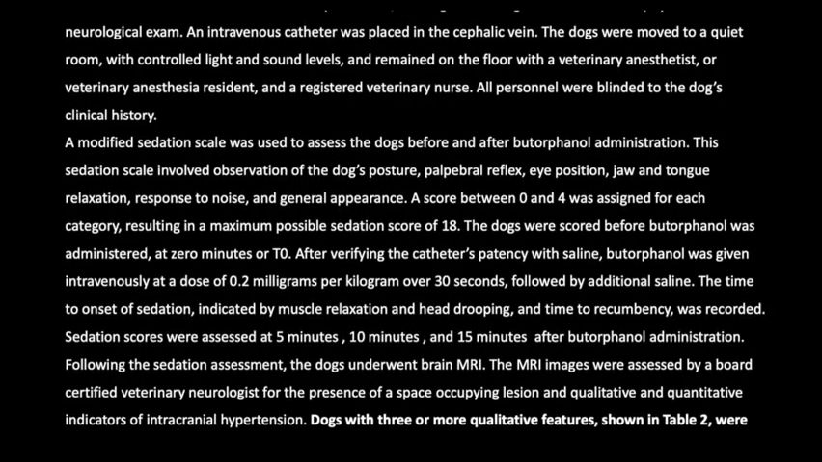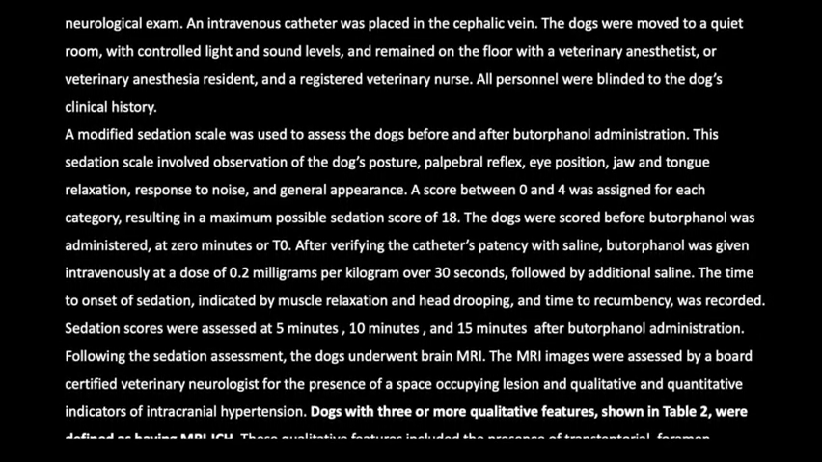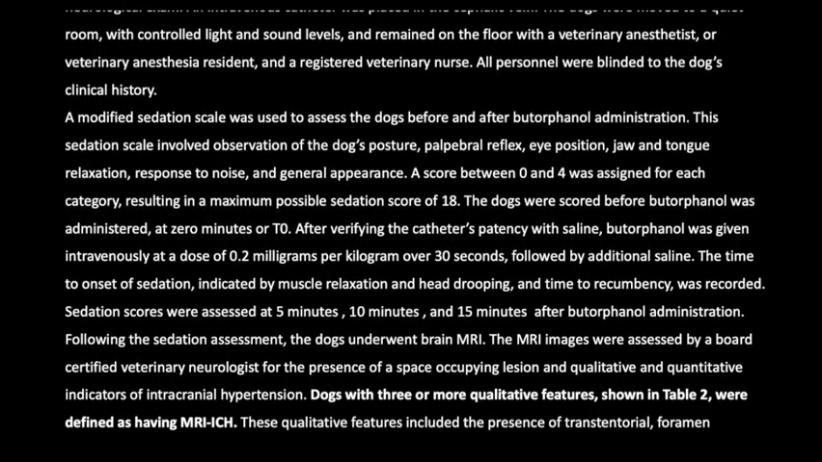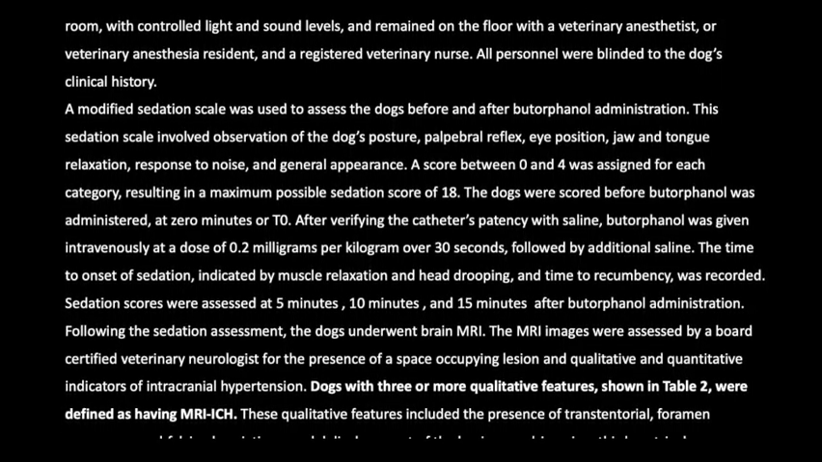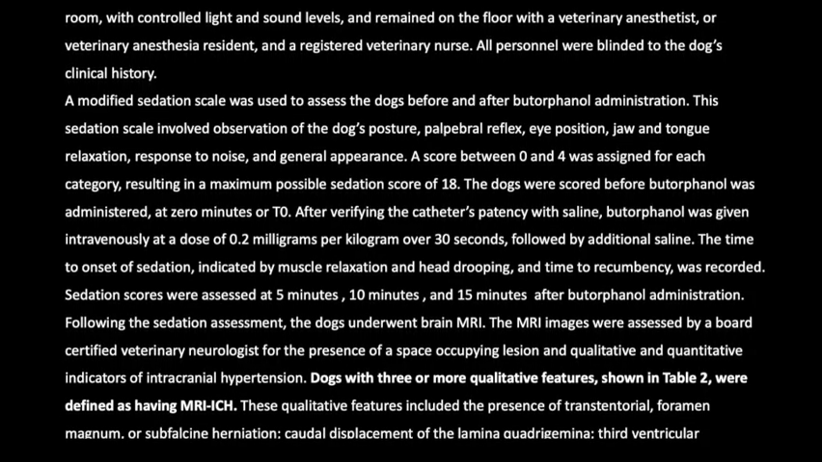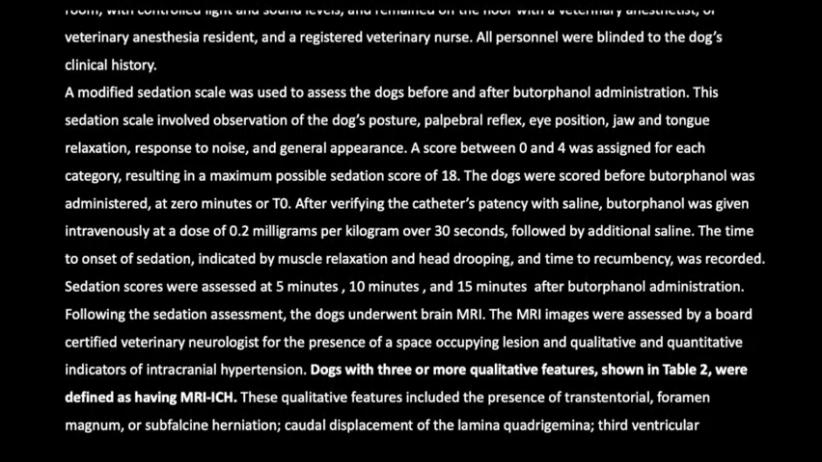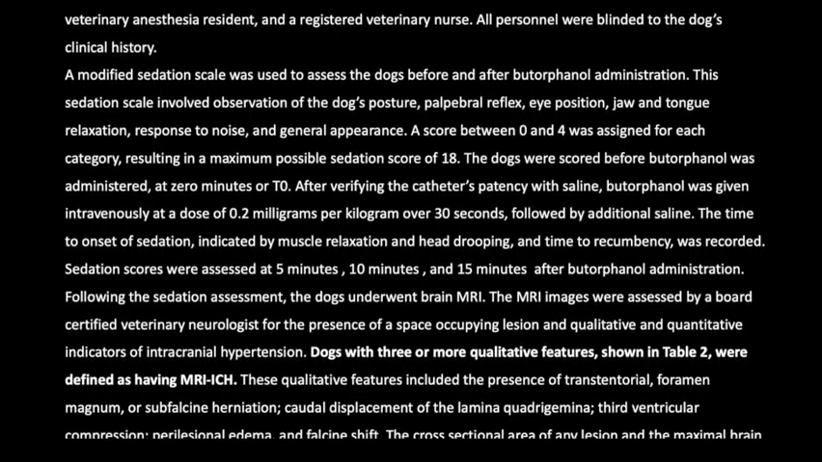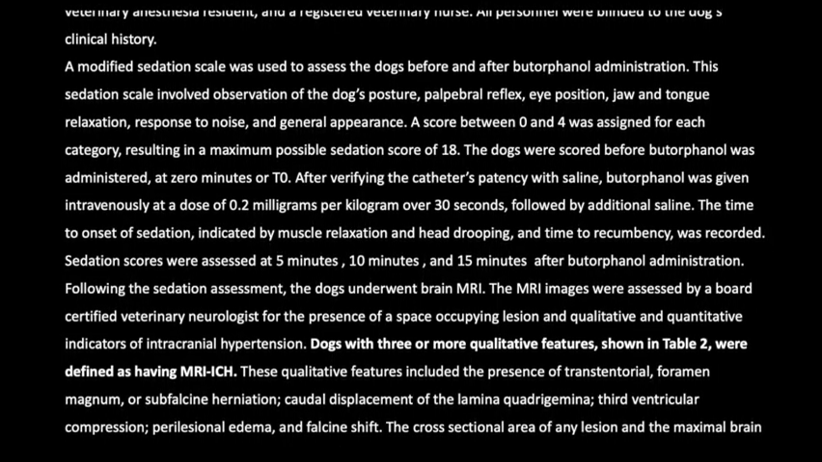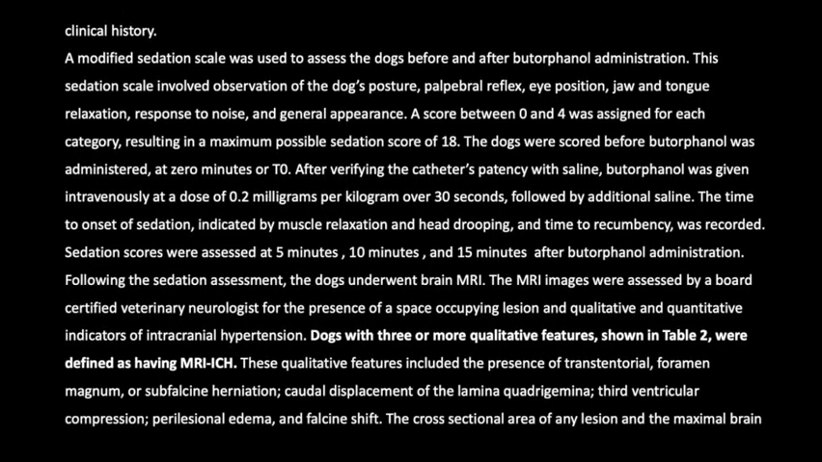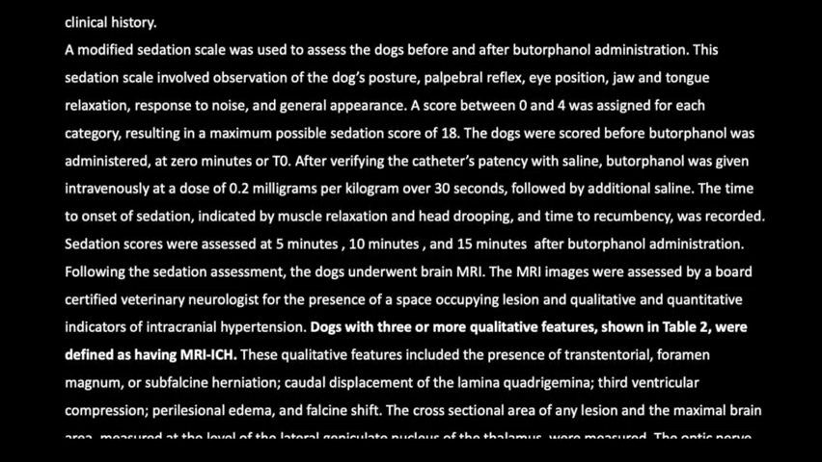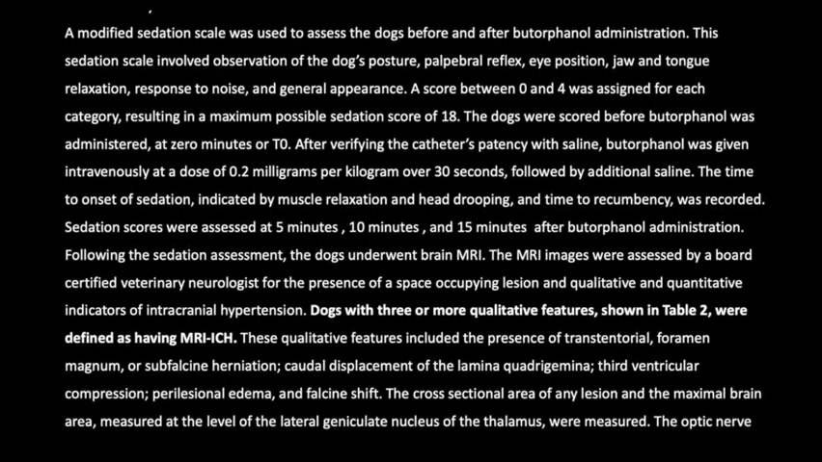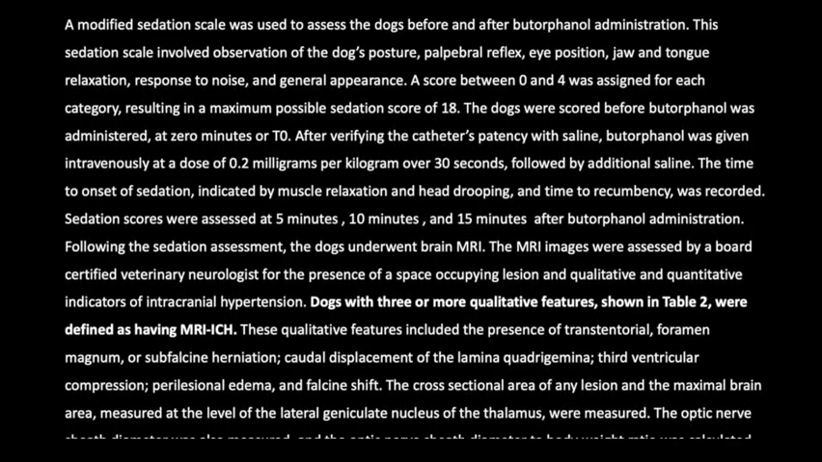After verifying the catheter's patency with saline, butorphanol was given intravenously at a dose of 0.2 mg per kilogram over 30 seconds, followed by additional saline. The time to onset of sedation, indicated by muscle relaxation and head drooping, and time to recumbency, was recorded. Sedation scores were assessed at 5 minutes, 10 minutes, and 15 minutes after butorphanol administration. Following the sedation assessment, the dogs underwent brain MRI.